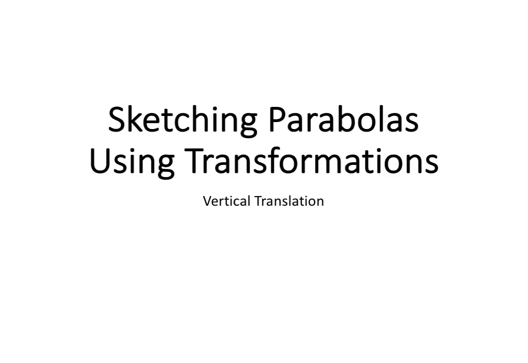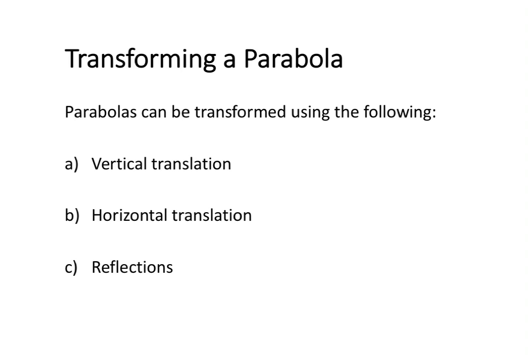In this video, we're going to have a look at how we sketch parabolas using transformations along the Cartesian plane, in particular a vertical translation. Parabolas can be transformed using either of the following: a vertical translation, where the parabola moves along the y-axis; a horizontal translation, where the parabola moves along the x-axis; or a reflection, where the parabola reflects across the x-axis. The transformation that occurs depends on the formula of the parabola.